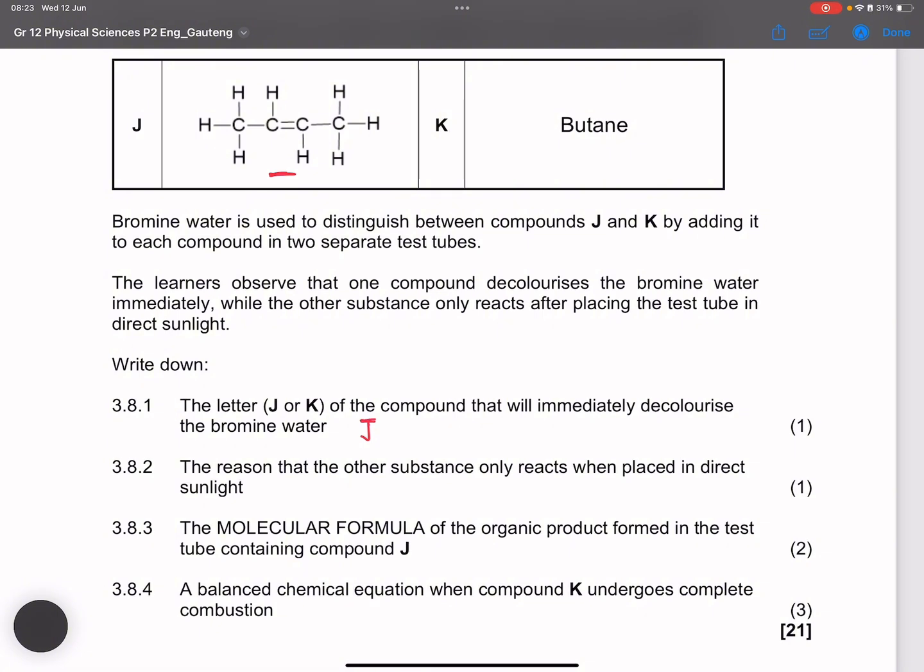They say the reason that the other substance only reacts when placed in direct sunlight. So, ladies and gents, please remember that when it comes to alkanes, in that case, they need to have energy that is added into it. So the sunlight actually supplies the activation energy that is required. So they said the reason why it reacts when placed in direct sunlight is that sunlight will provide the amount of energy required, or you can say the minimum energy required.